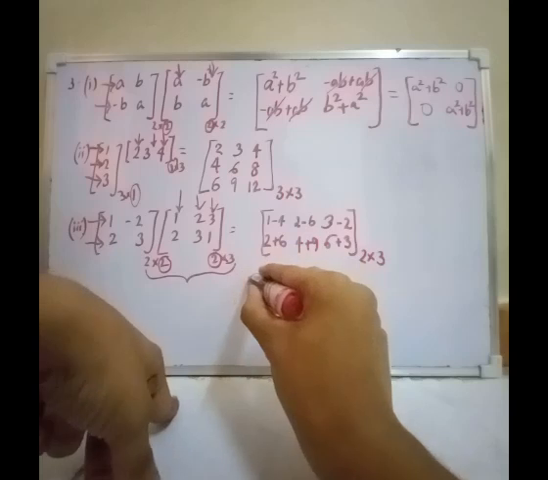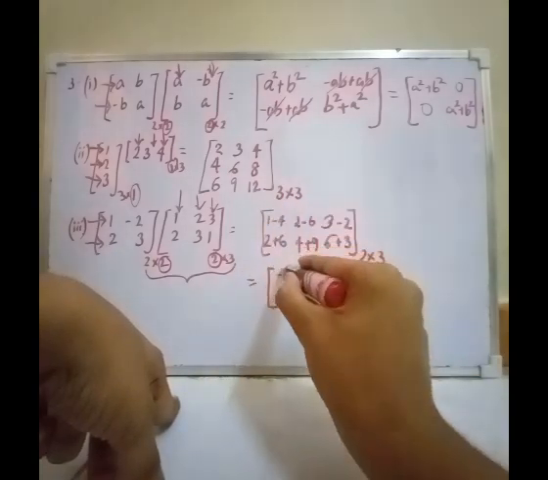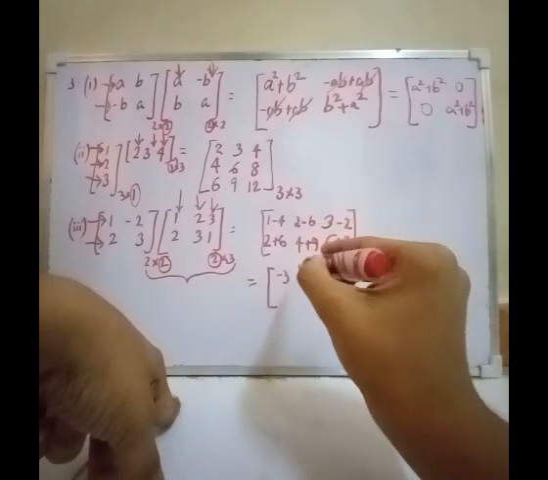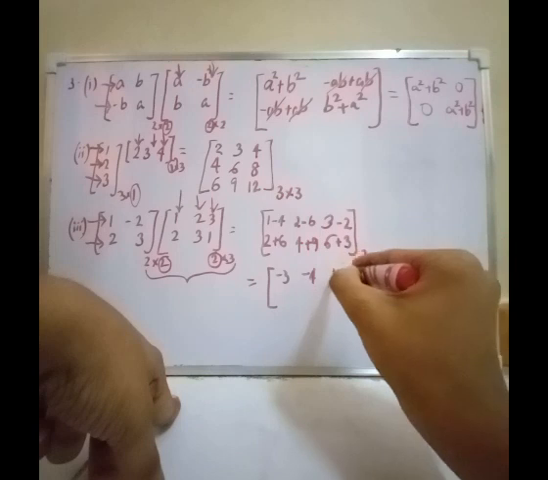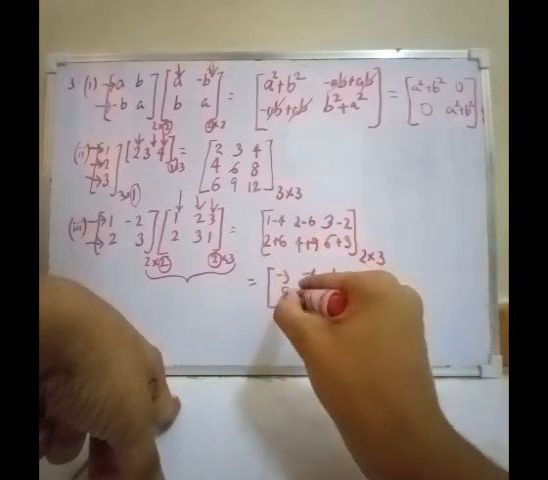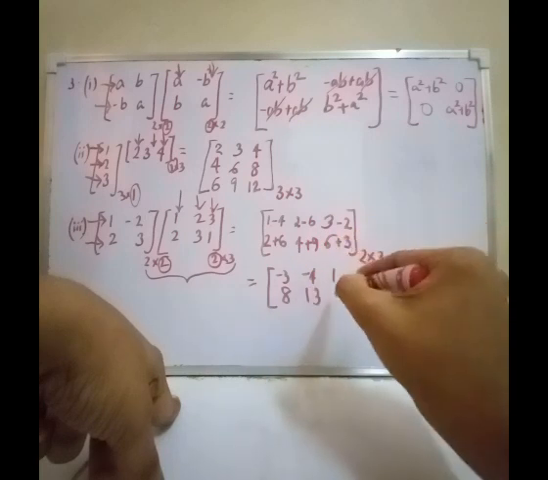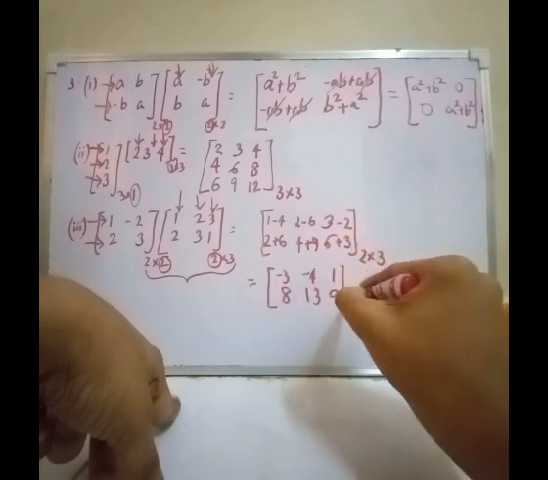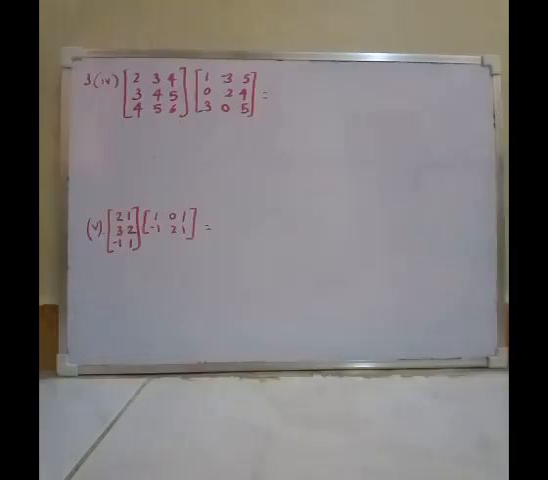Now just adding to get the final answer. 1 minus 4 would be minus 3 and 2 minus 6 would be minus 4 and 3 minus 2 is 1. 2 plus 6 is 8, 4 plus 9 is 13 and 6 plus 3 is 9. So this is the answer for the third part of the question. Now let's do the fourth part.